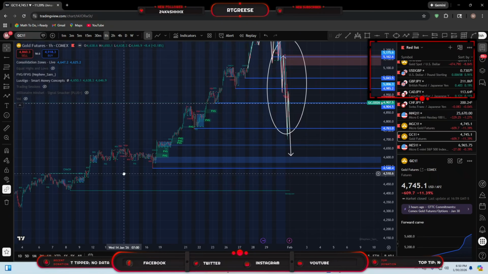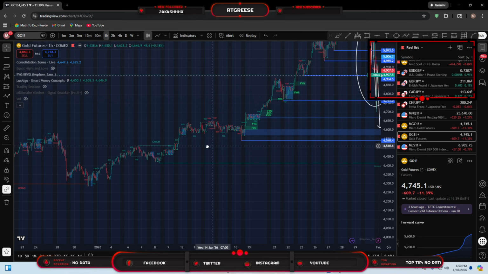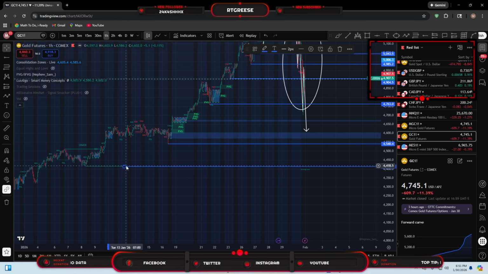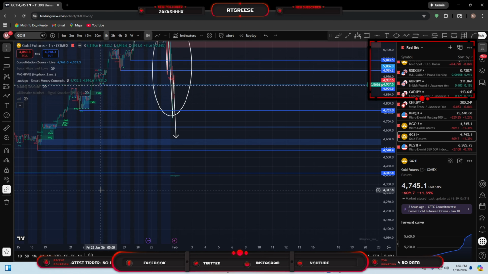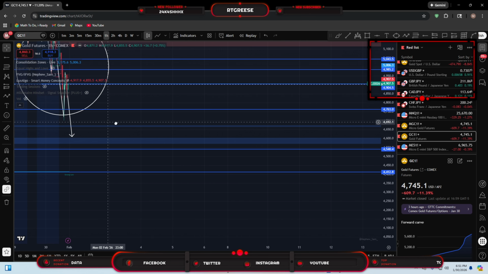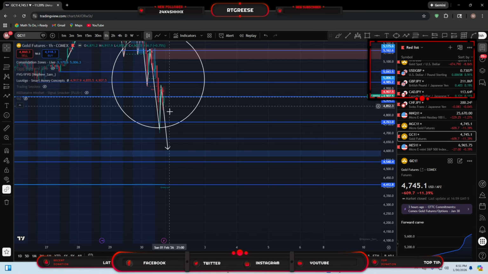Now, if it breaks that low, it's most definitely coming down to this strong low. But I highly doubt it will break this second low here. I highly doubt that. I've got three TPs now. TP1 is 1 to 1, TP2 is 1 to 2, TP3 is 1 to 3.